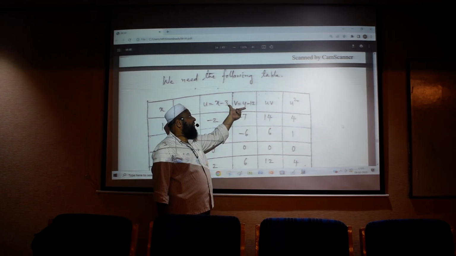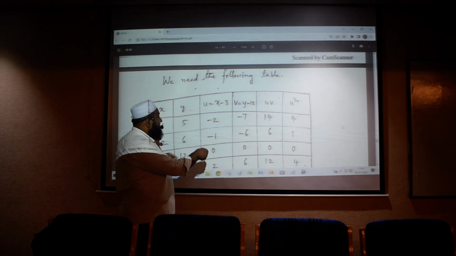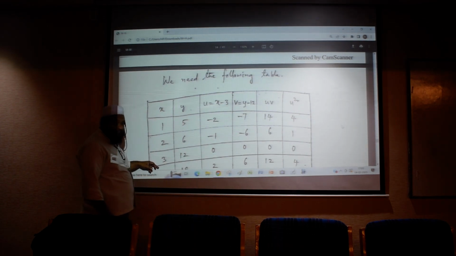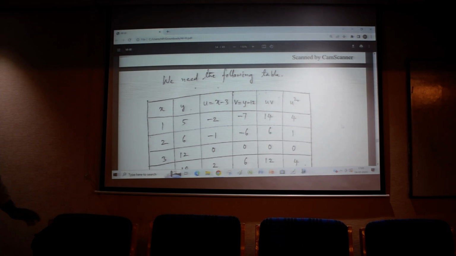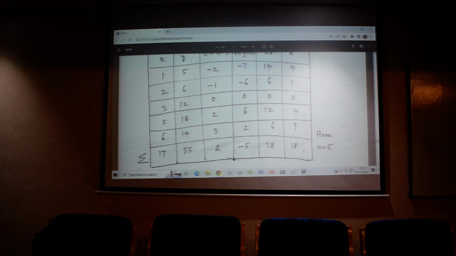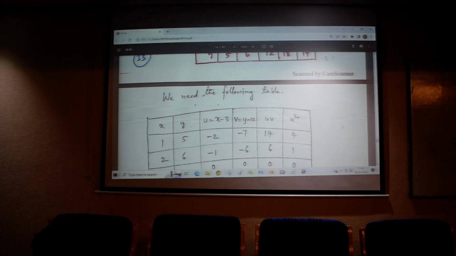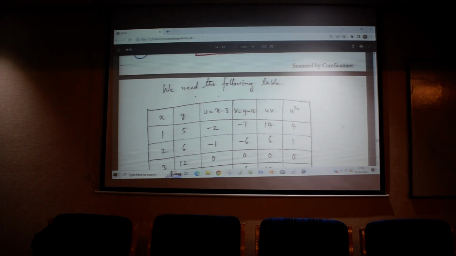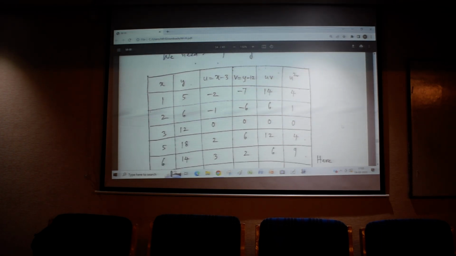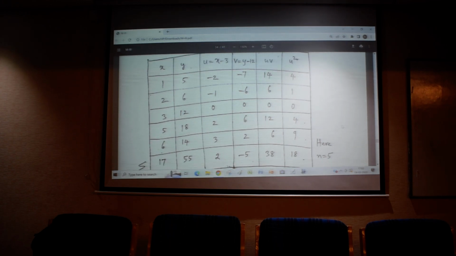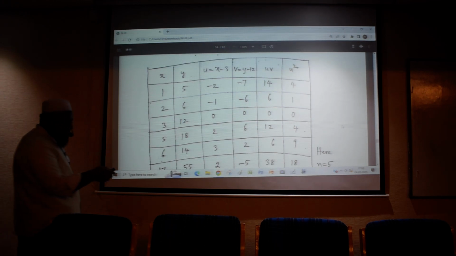Some a value here and b value here. Just to see, x values are 1, 2, 3, these are small numbers, and these are small numbers also. But assuming that bigger numbers come in the examination, I have done it in this method. Suppose if I do it directly and bigger values come, that will be difficult, no? So that is why I have taken this method. So after getting u and v.